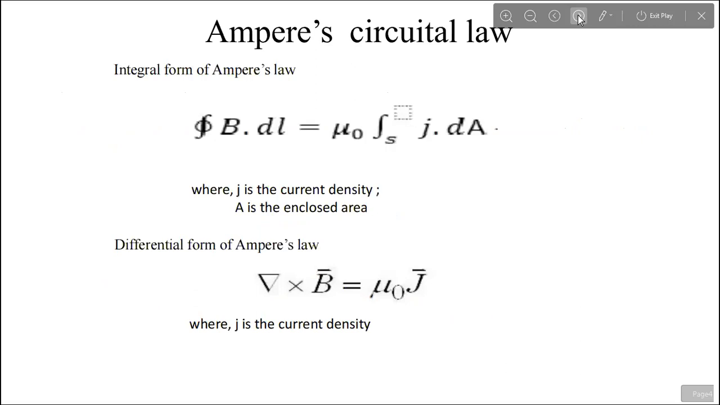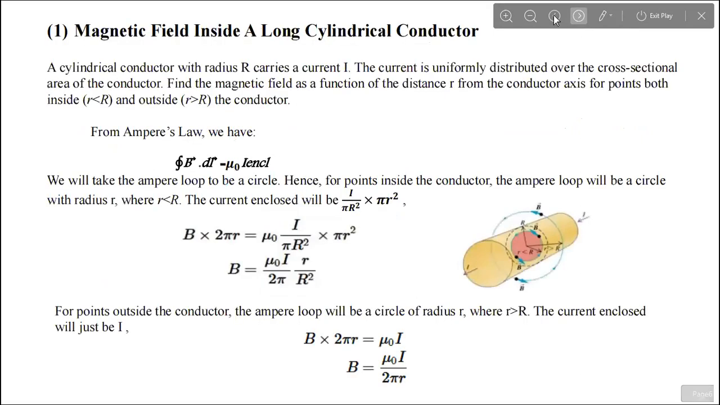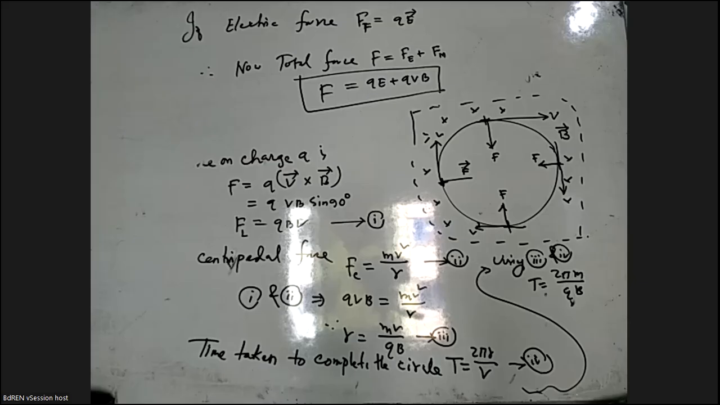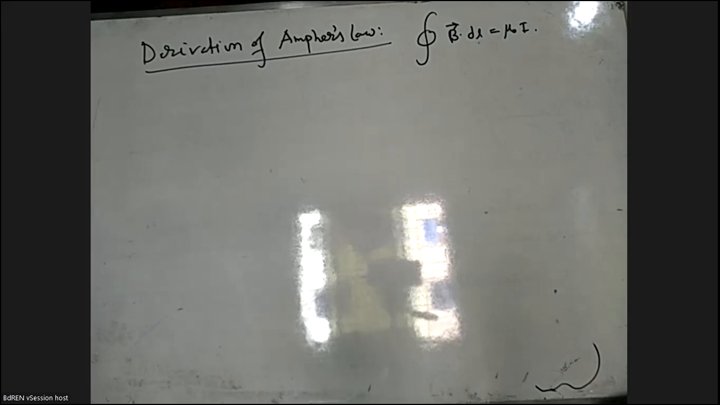Now Ampere's circuital law can also be denoted in differential form: the curl of the magnetic field equals mu naught J, where J is the current density. So we can represent these two forms. Now there are many applications of the magnetic field and Ampere's law. Now we'll try to derive Ampere's law.